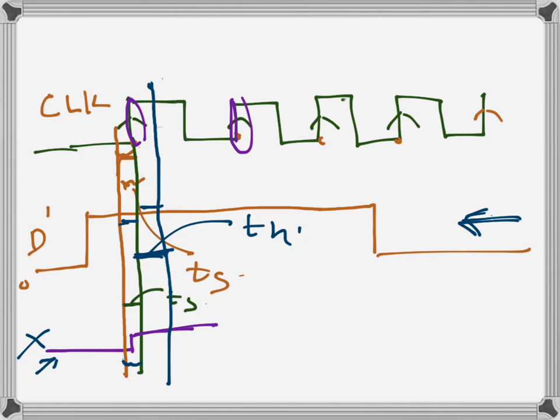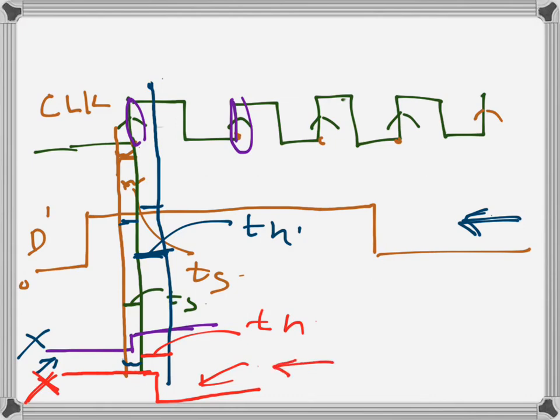that can be like this. It's a red one I am drawing. Let's say another input, it doesn't have to be from 0 to 1, it can be from 1 to 0. So this is 1, this is fine, it is satisfying setup time, but let's say during hold time it changes. Because it has changed during hold time, this input is also invalid. This red one is failing the hold time, and this violet one is failing the setup time.